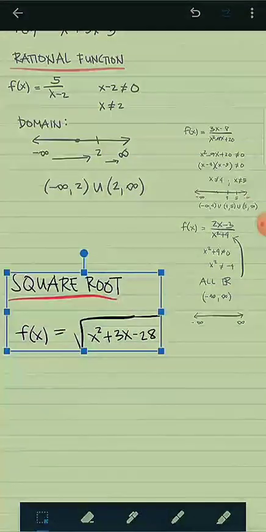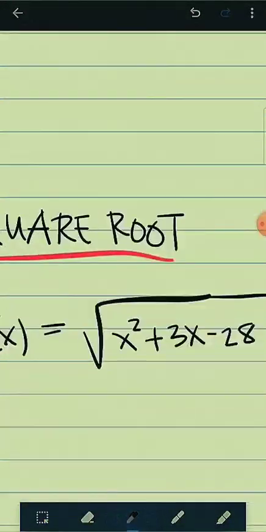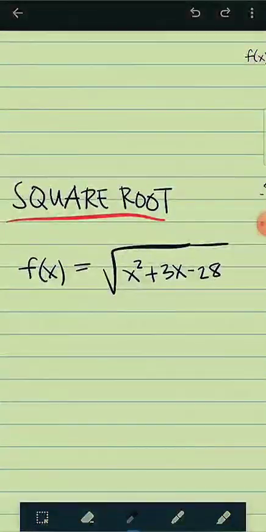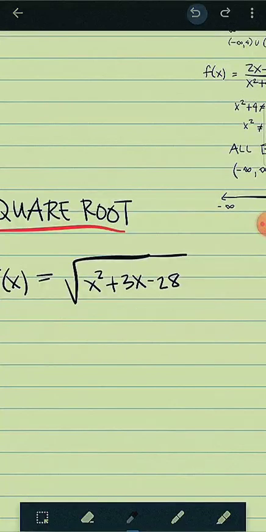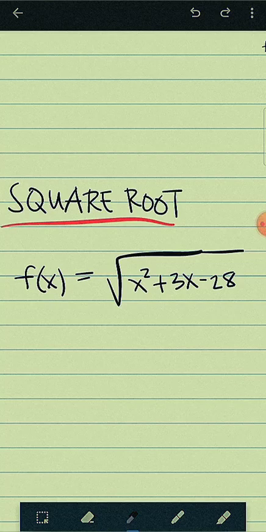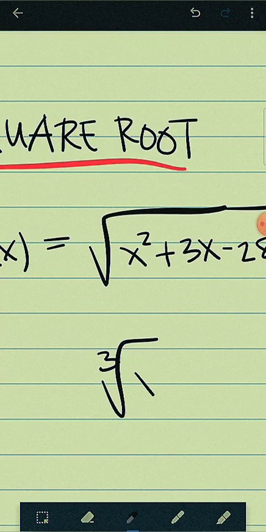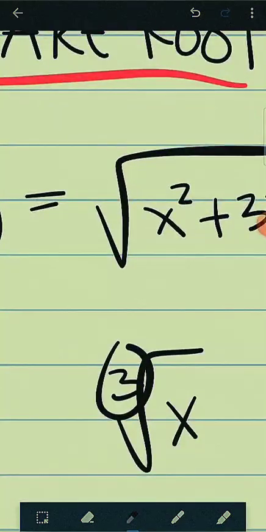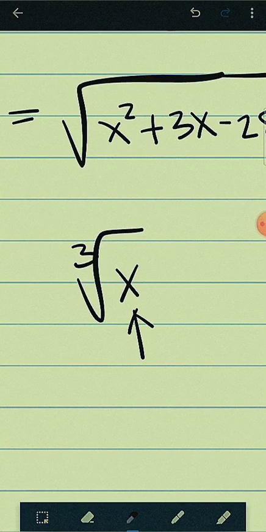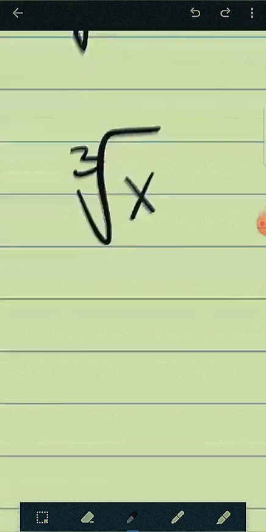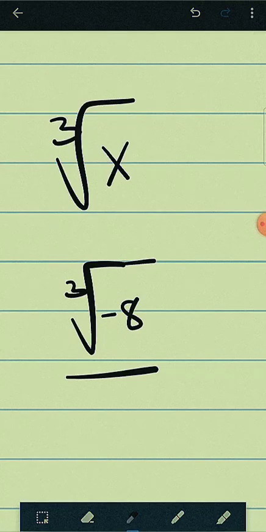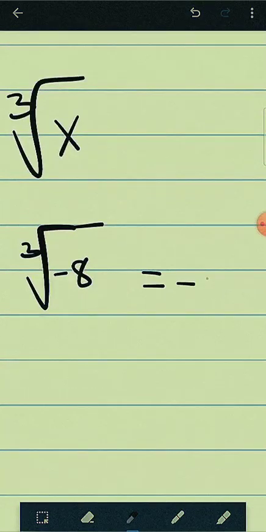And before we continue, whenever you have an index here that is even, this is the process you'll do. I will show you later on. And if you have odd, that's all real numbers. You can plug in whatever you want. So let's say we have a cube root of x. Since the index is an odd number, the domain is all real numbers. You can plug in anything. Because let's say if you have the cube root of negative 8, that's not undefined. Alright? That's a defined result because it will give you negative 2.